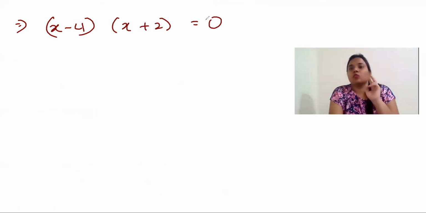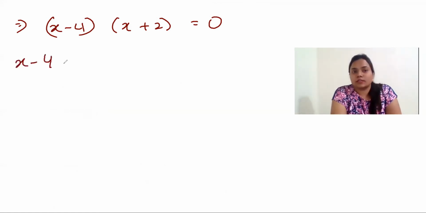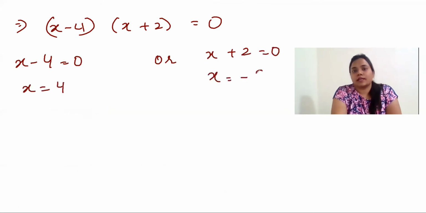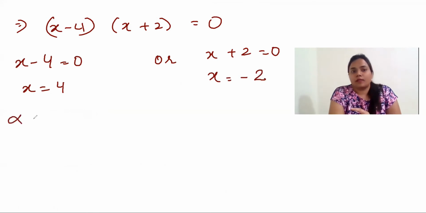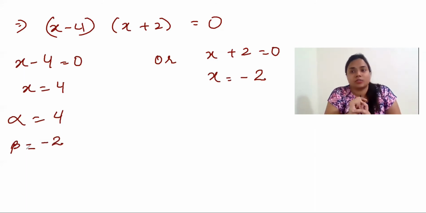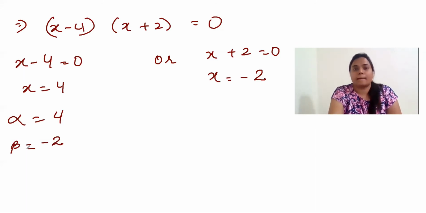Again, I'm explaining, when we multiply two numbers and the answer is 0, it means one of the numbers should be equal to 0. Either x minus 4 is equal to 0 or x plus 2 is equal to 0. So in this case, x will be 4, and in this case, x will be minus 2. We got two zeros now. So our alpha is 4 and our beta is minus 2. Now we will have to verify the relationship. Do you remember what that was?